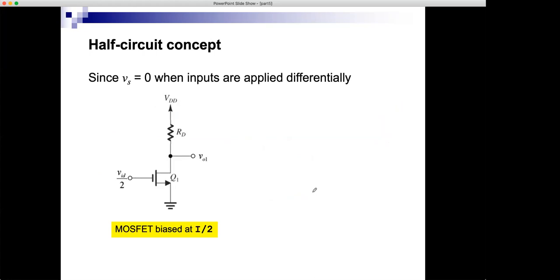Because I am very familiar with the common source amplifier, whenever I have such a case of a differential amplifier with inputs applied differentially and a virtual ground appearing between them, I can consider the half circuit and it becomes a common source amplifier. And now all the things I know about the common source amplifier, I can use them here.